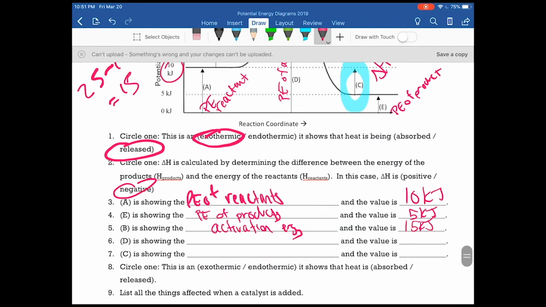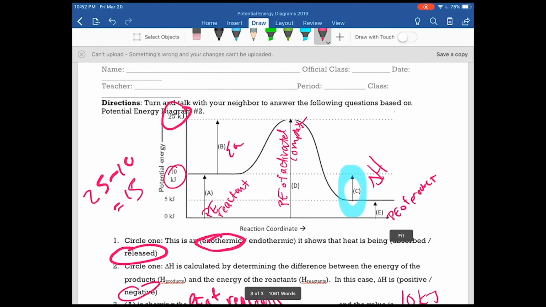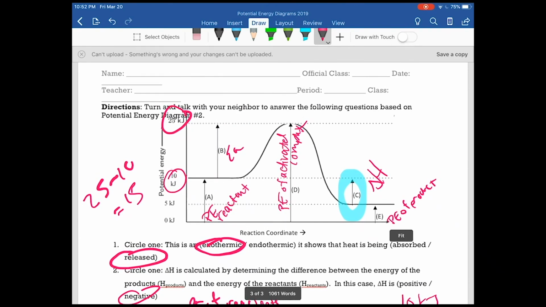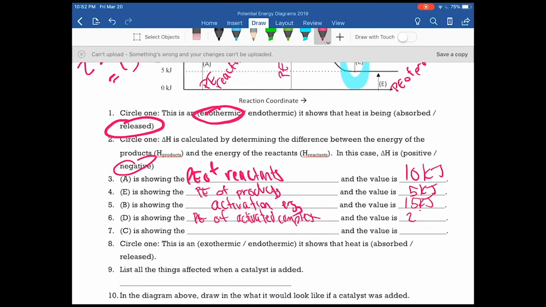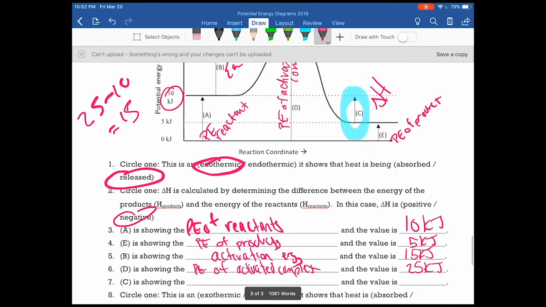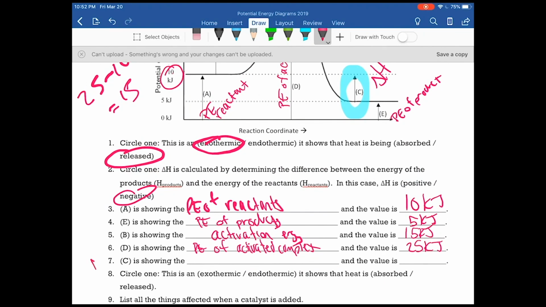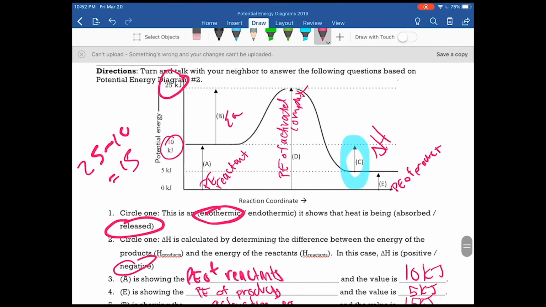D is another thing that doesn't change, number 6. That is the PE of that unstable activated complex. Once again, if you're looking at it, the value is 25 kilojoules, from the very bottom to the very top. Number 7 is where it changes. C is still showing delta H, so it's still showing heat of reaction. But let's take a closer look and find the value.